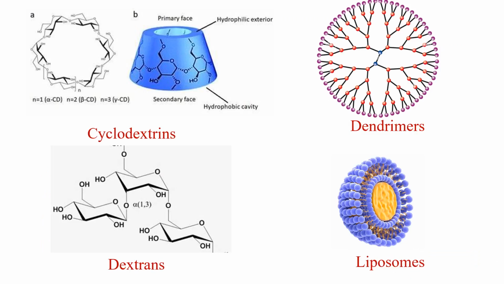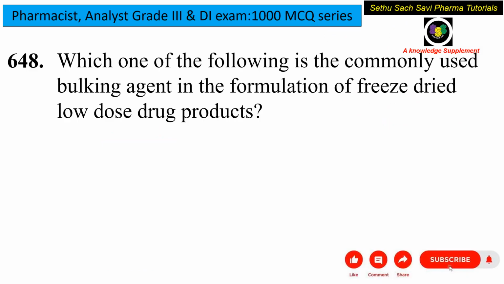If we check, you can see here cyclodextrin. It is having a hollow structure. Right. Inside it is hollow. Dendrimers have a central core and are highly branched. Dextrans are polymeric substances. Liposome: in liposome there is a lipid layer, but the inside of this lipid layer is vacant or it is having a core region. So the best suitable answer will be dendrimer. Right. Coming to the next one.